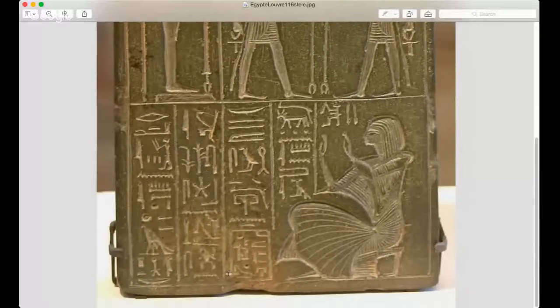Okay. But I can identify some signs in the first column. The first sign we have is the mouth, which would be Gardner code D21, and gives us the transliteration of R. Underneath that, we have the raised bread loaf, which is Gardner code X1, gives us a transliteration of T. Underneath that, we have the arm, that's Gardner code D36. And then we have the reed leaf again, which is M17.